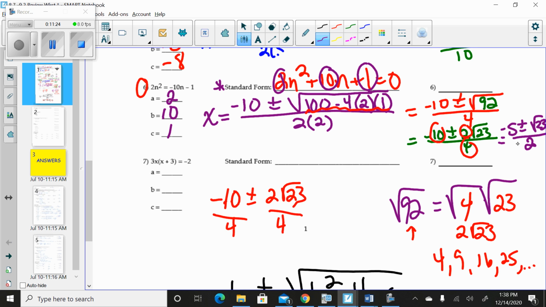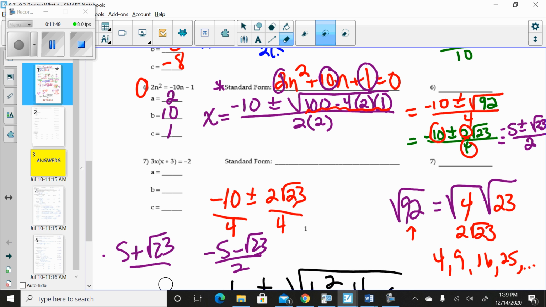Square root of 23 isn't a nice number, but if you wanted to write those as decimal answers, remember how we figured those out? You could type into your calculator negative 5 plus square root of 23 and divide it by 2, get a decimal answer, then negative 5 minus square root of 23 divided by 2, get a decimal answer. I don't even need you to do that. If you can get to this point, that's fantastic. So you should be able to solve if you needed to.